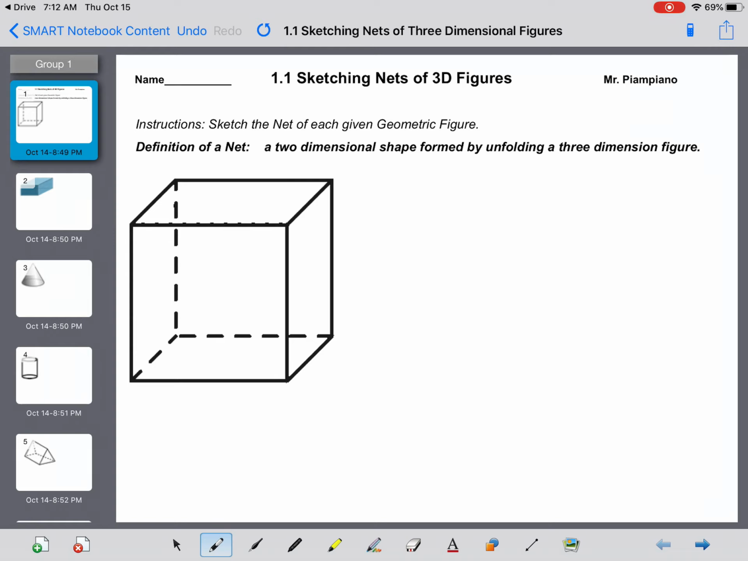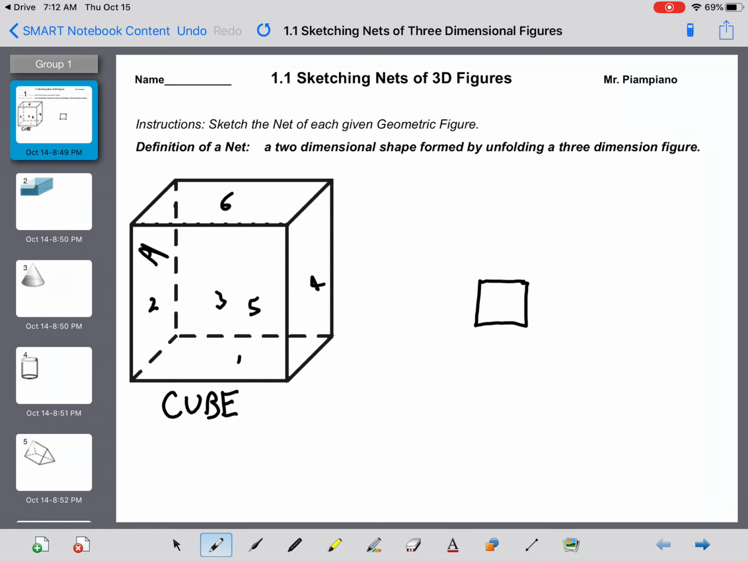This 3D figure that we're given here is a cube. On the very first day of this chapter, we did a lot of unfolding cubes, looking at their net, folding the net back up into the 3D figure. So we know that there's going to be 1, 2, 3, 4, 5 being the front wall, and 6, right? So we need 6 squares, essentially. And if you were to fold this up, I'm going to keep my base square right here.